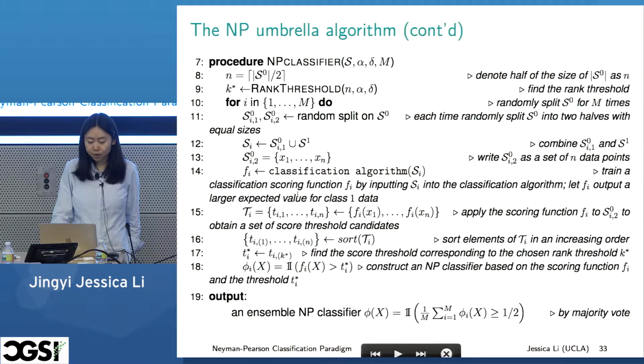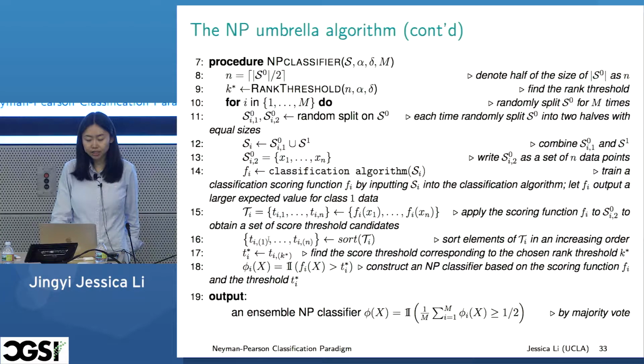For the mixed part, we train the algorithm to obtain a scoring function. By applying the scoring function to the left-out class 0, we obtain a set of scores. Among those scores, we sort them, okay? And after sorting them, I directly apply the order found by my theory, so I can get the threshold. With the threshold and the scoring function, I get my classifier.